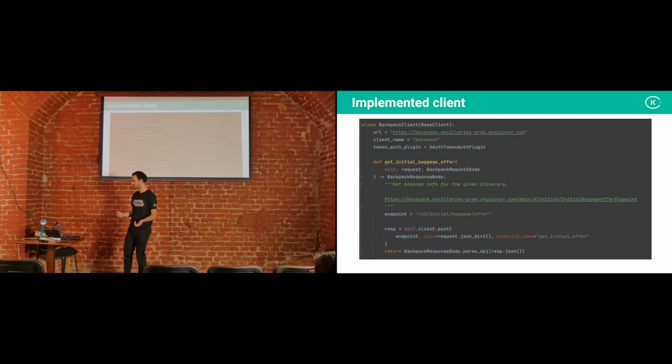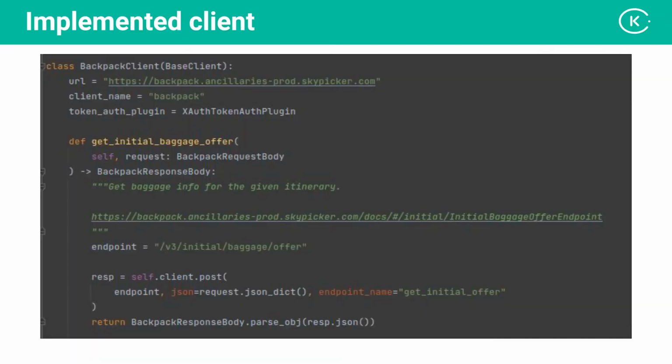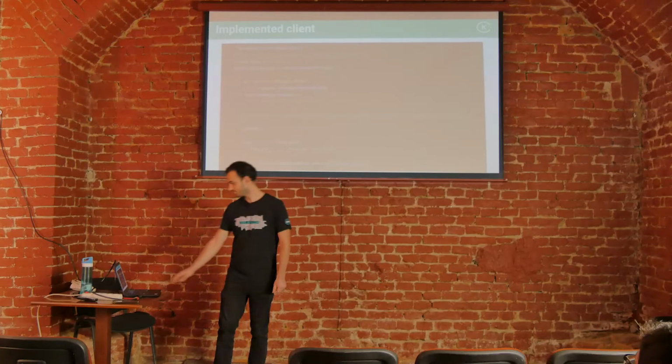So for example, in our case, we have a backpack service, and you would like to fetch some endpoint. You just extend the base client and specify the URL, client name, authentication, etc. And it solves for you things such as retries, logging, error handling, metrics. It also measures the time of the request and logs that. Basically, everything you need for your request is solved by this library, and it really simplifies dealing with the APIs.